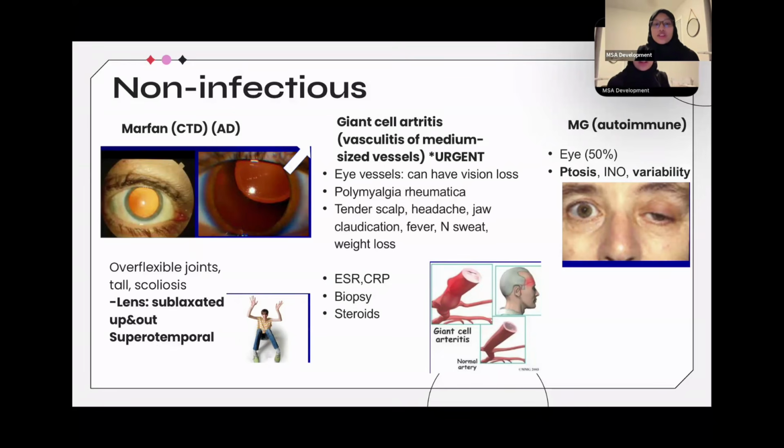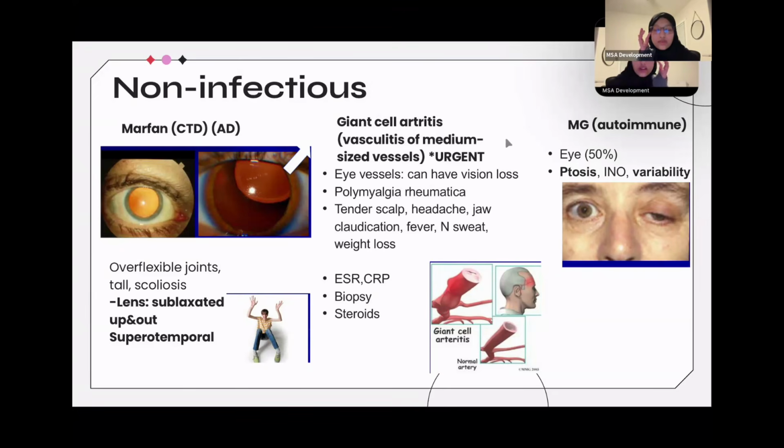Remember this picture. So there are people who are tall with long fingers, long hands, and scoliosis and other flexible joints and stuff. Now, the other condition, connective tissue disease, the other aspect is vasculitis. So, vessel diseases like giant cell arteritis causing medium sized vessel vasculitis. This is urgent because it can cause very severe vision loss and blindness, and you don't want that.